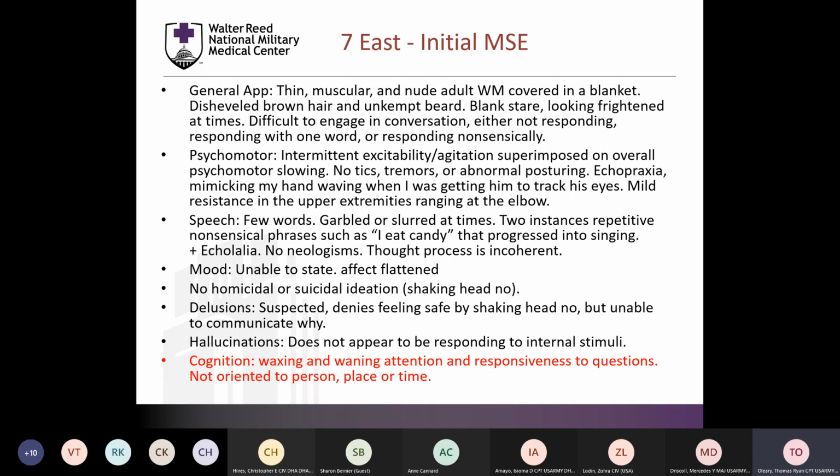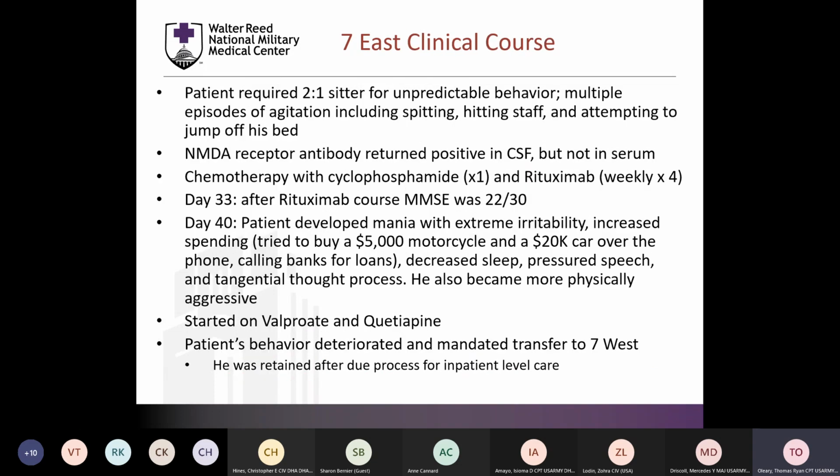Neurology had already tapped him and sent the workup with a paraneoplastic antibody panel. And a couple of days after he was on 7 East, that result came back. He was positive for antibodies against the NMDA receptor. So the working formulation was that he had NMDA receptor encephalitis, and they recommended aggressive immunotherapy, which we executed with cyclophosphamide, and then he had 4 infusions of rituximab, which I'll talk about in a little bit.